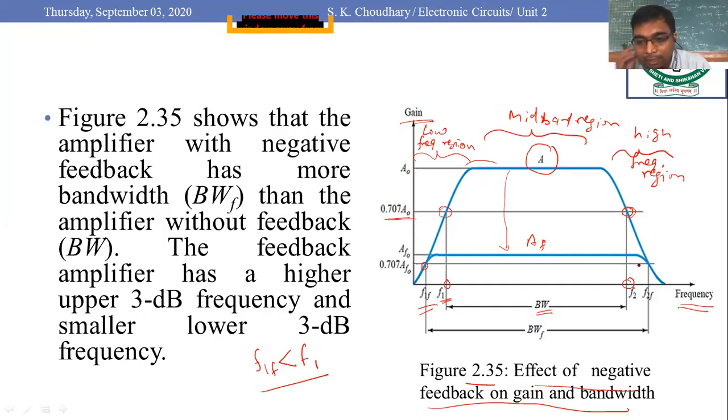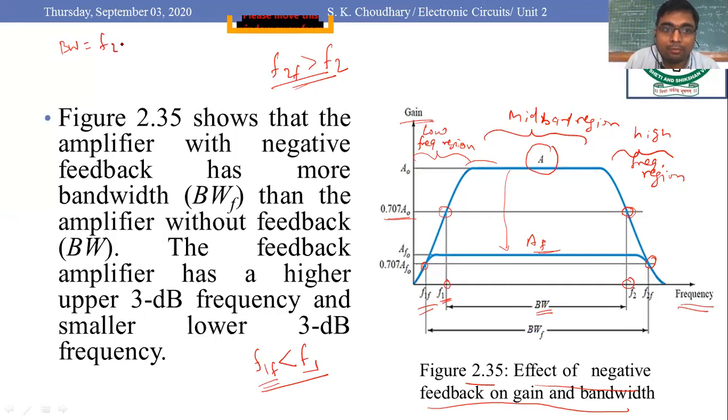Similarly, at the high frequency region, when your gain is dropped to 70.7% of the maximum value after applying the negative feedback, the frequency is F2F, which is larger than F2. So F1F is less than F1, F2F is greater than F2, which means the bandwidth without feedback is F2 minus F1, and the bandwidth with feedback is F2F minus F1F.